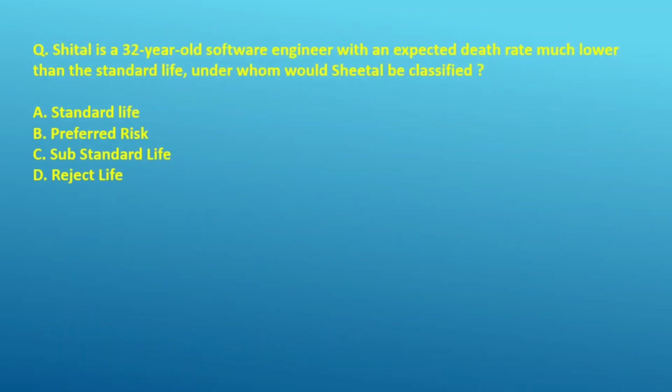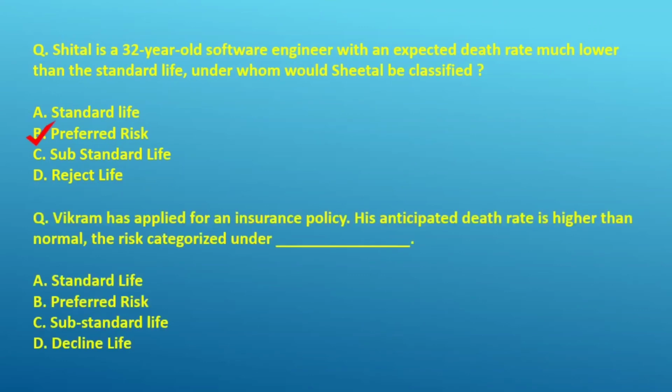Sheetal is a 32-year-old software engineer with an expected death rate much lower than the standard life. Under what category would Sheetal be classified? The correct answer is B, preferred risk. Next is, Vikram has applied for an insurance policy. His anticipated death rate is higher than normal. The risk is categorized under dash. Correct answer is C, substandard life.